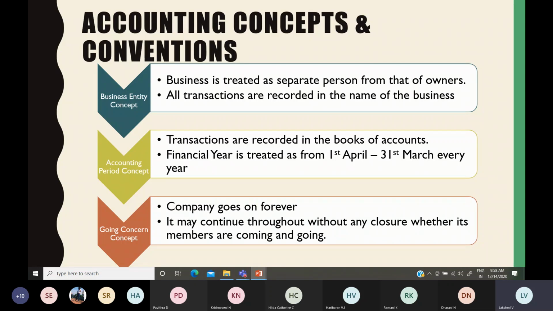So your books of accounts will start from 1st April and will get closed on 31st March every year. Almost all businesses adopt this as the financial year. So this is the accounting period concept, which can also be named the periodicity concept. And next, moving on to the going concern concept.